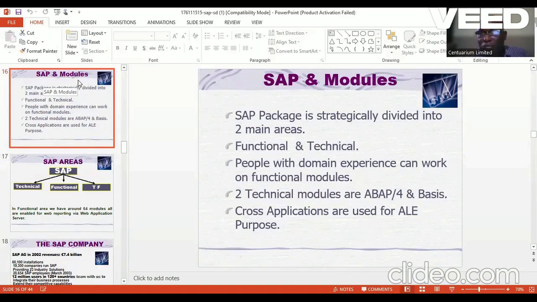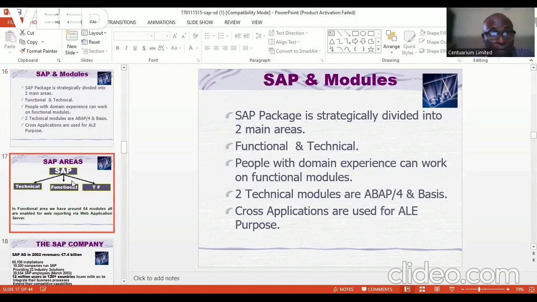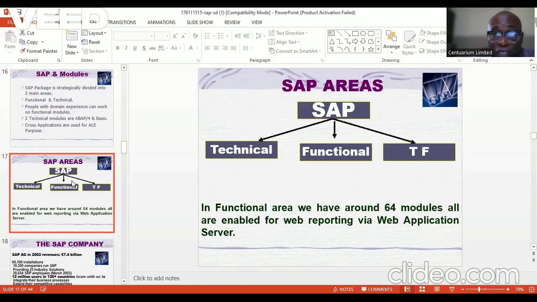Functional modules don't require coding or knowledge of software. Then you have the technical aspect that requires developers, coders, and people who have the background. So people with domain experience can work on functional modules. Technical modules are ABAP/4 and BASIS. Cross applications are used for a purpose. Now, SAP areas: you have technical, functional, and TF. In the functional area, we have around 64 modules, all enabled for web reporting via web application server.